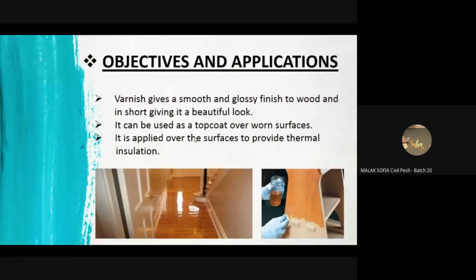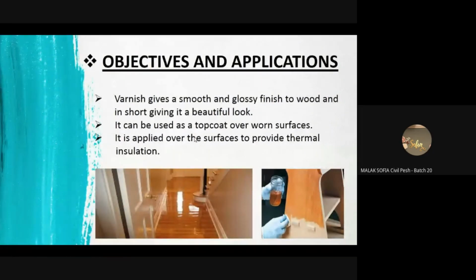Varnish gives a smooth and glossy finish to wood, and in short, gives it a beautiful look. Once our surface becomes smooth and glossy, glossy means that it attracts light and looks like glass. So it in turn becomes beautiful. Like you can see the floor of a house which is wooden, and then varnish is applied, and how brightened it is and how reflecting it is. And once the surface is reflecting light, it automatically becomes beautiful.